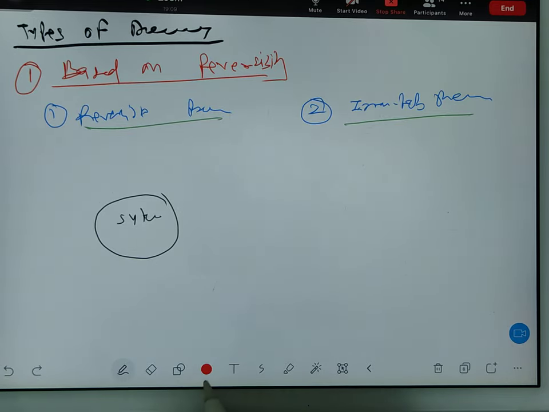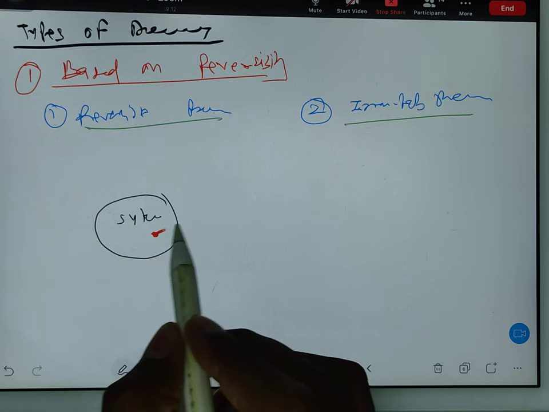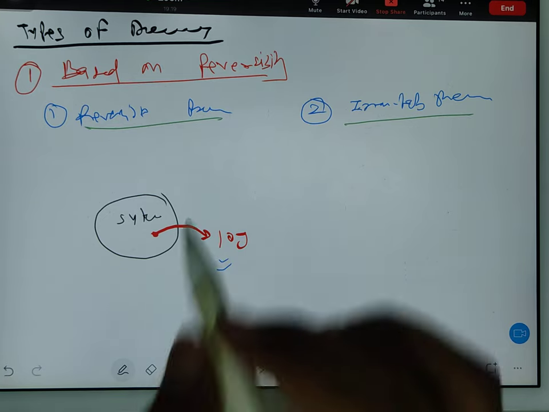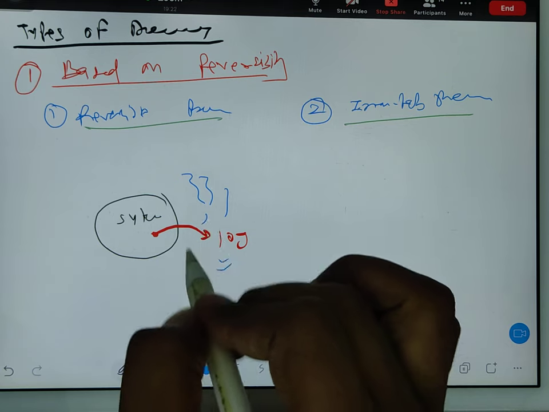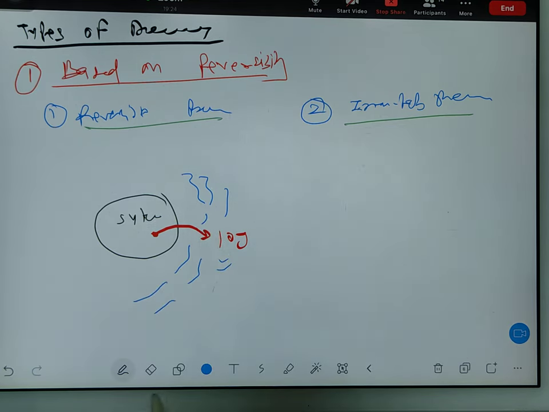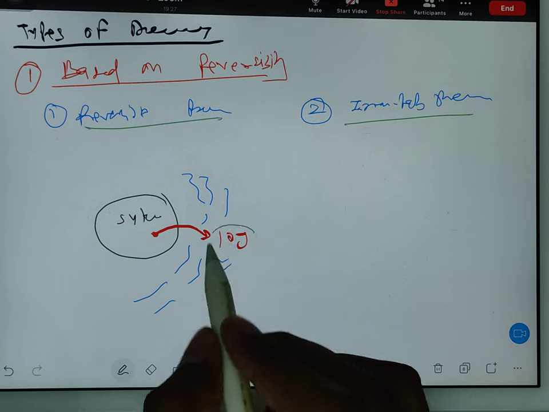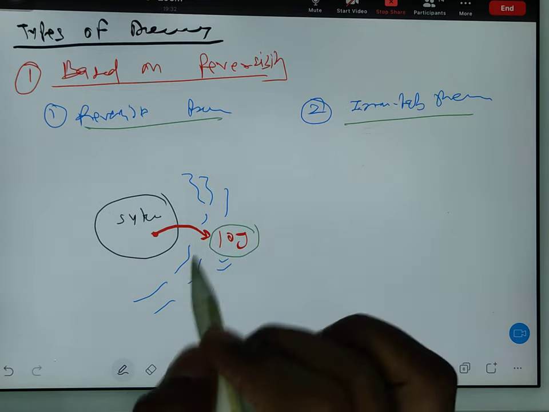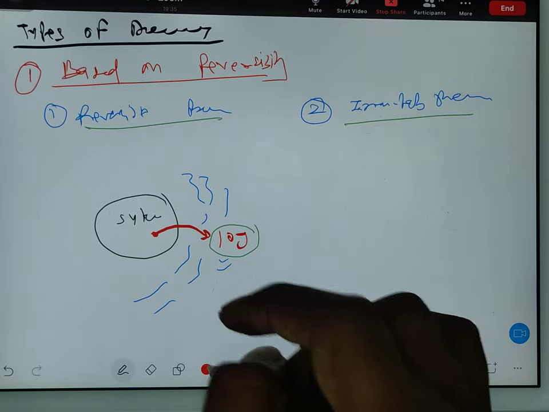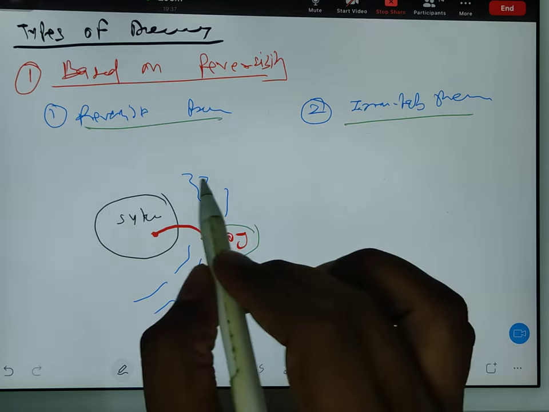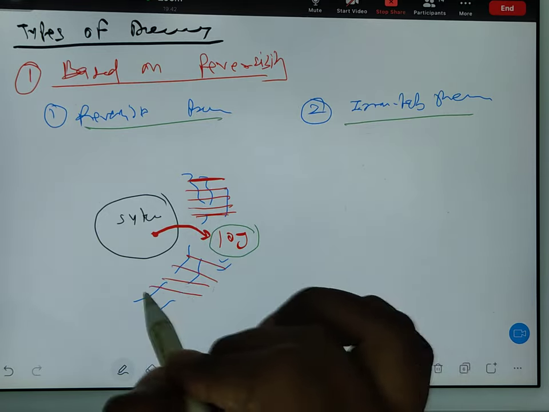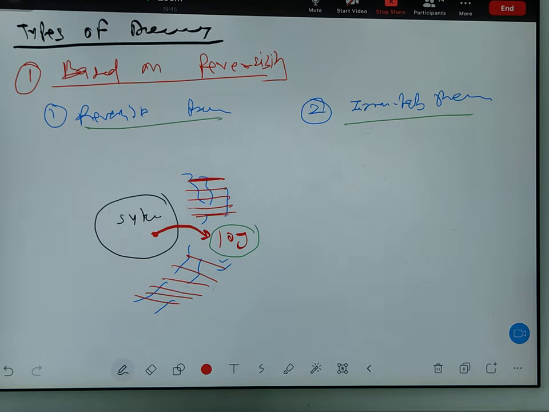Because of that, the system is giving some heat out. Suppose 10 joule heat came out. Because of this 10 joule heat, the nearby surrounding is being affected. Just to give you some physical feel, when this 10 joule heat came out, suppose the nearby surrounding became somewhat red color.